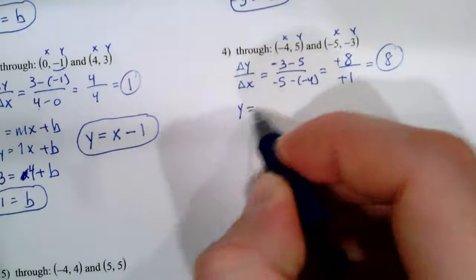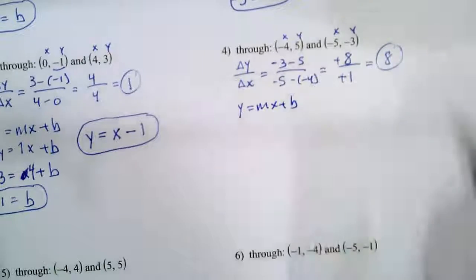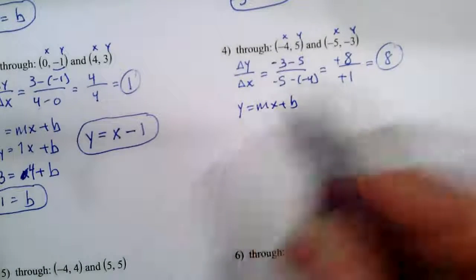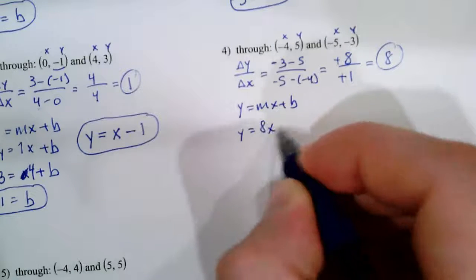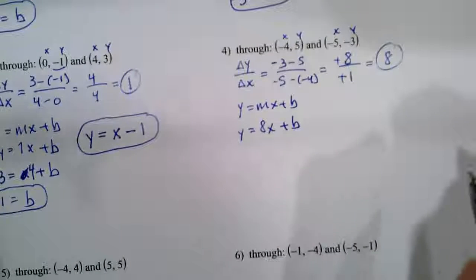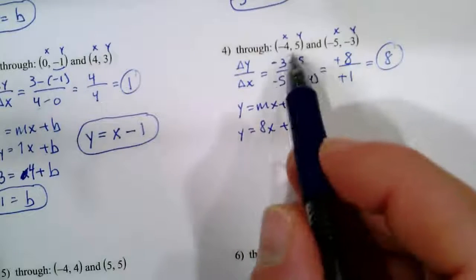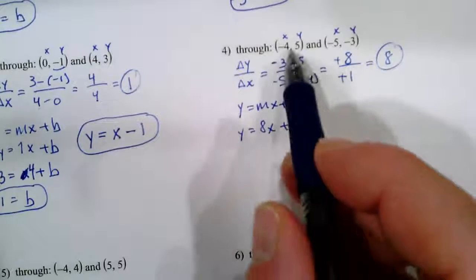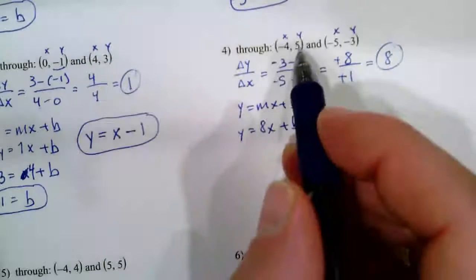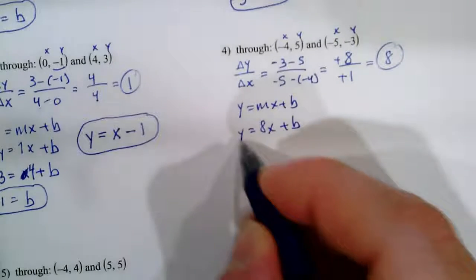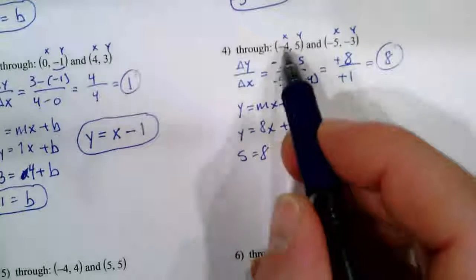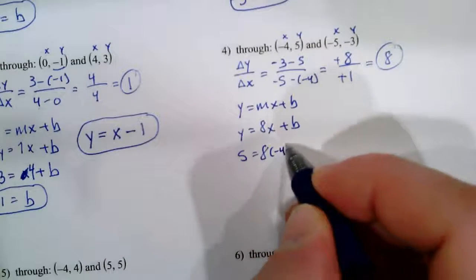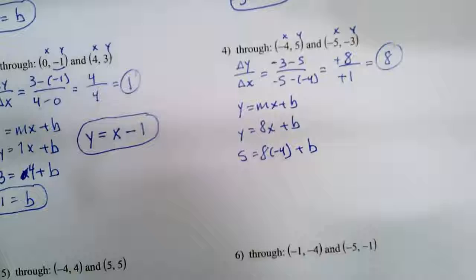So now, y equals mx plus b. Our m, that's our slope, is 8. Y equals 8x plus b. Now we're going to substitute one of these 2 points. It doesn't really matter. I'll pick this one for no apparent reason. Replace y with 5, so that's our y coordinate, equals 8. Replace the x with a negative 4, plus b.